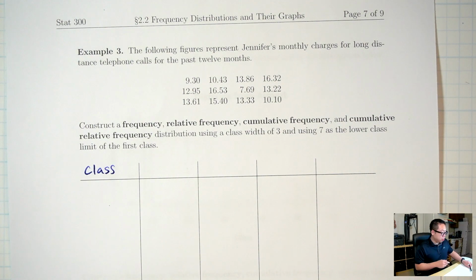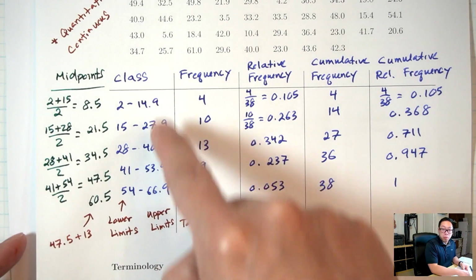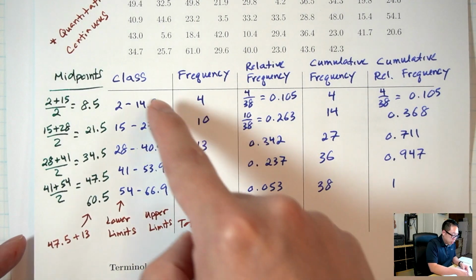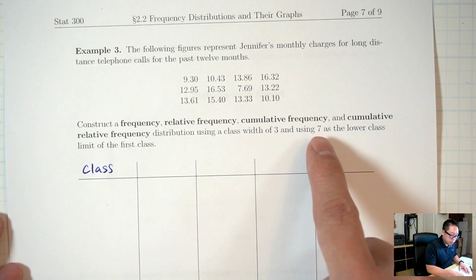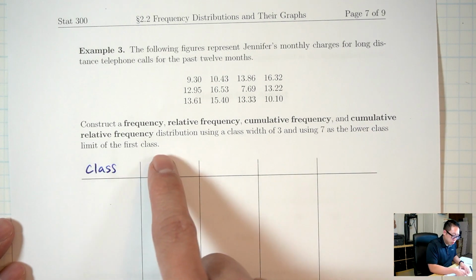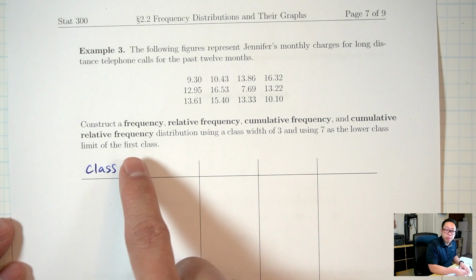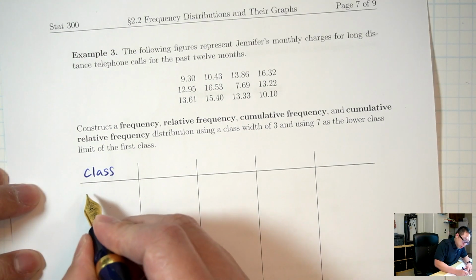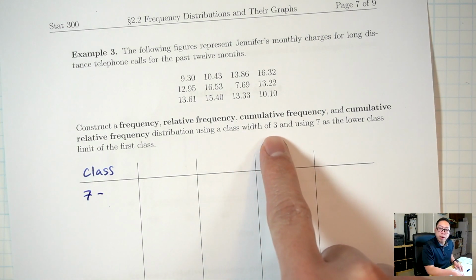Okay, let's go back to the terminology. Classes are the ranges. The lower number of each range is called the lower limit, and the upper number of each range is called an upper limit. This is saying using 7 as the lower class limit of the first class. In other words, use 7 as the lower number of the first range. So I want that first range to be 7 to something, and then a class width of 3.